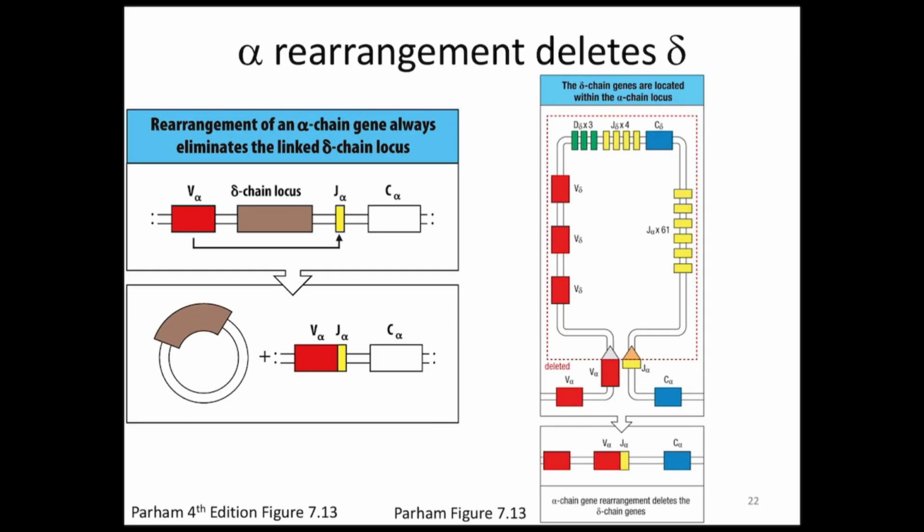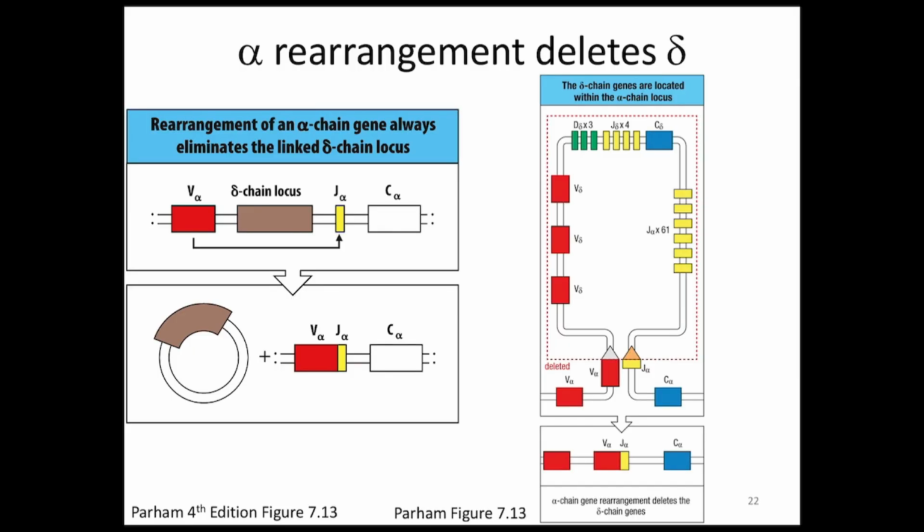And so you can see this here as well. So here you can see V alpha, J alpha, and you can see all of the delta locus. And whenever we make an alpha chain, we actually delete the entire delta locus. And this is showing it in a larger scale version from this edition of your textbook.